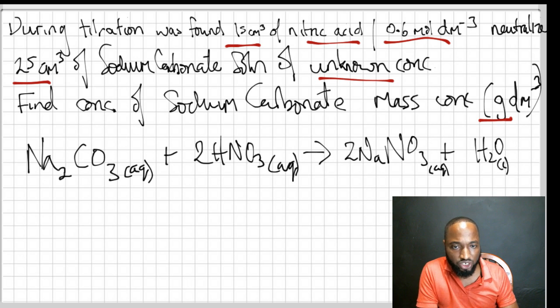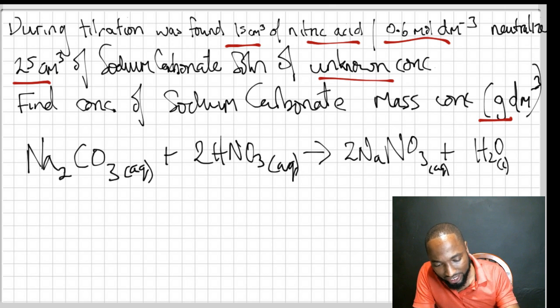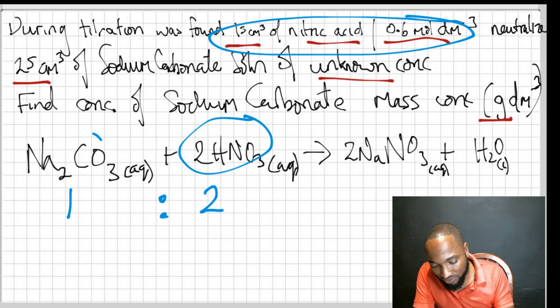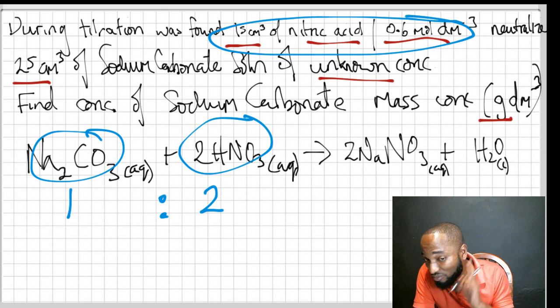Alright, so that's the equation there. Why did we write the equation? We write the equation because we're trying to link what we know about the nitric acid to the sodium carbonate. If you notice, there's a 1:2 ratio here. It means when I find the number of moles here, I just divide by 2 and I'll get the number of moles for this. And once I get the number of moles of sodium carbonate, I'm good to go.